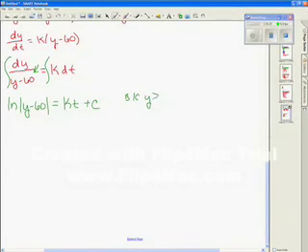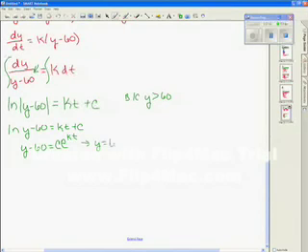Because y's got to be greater than 60, we can get rid of my absolute value signs. We can write this as ln of y minus 60 equals kt plus c. Well, we can write it like this, c e to the kt. We've gotten pretty comfortable with doing that. Which can then be y equals 60 plus c e to the kt. We want to get that y alone.